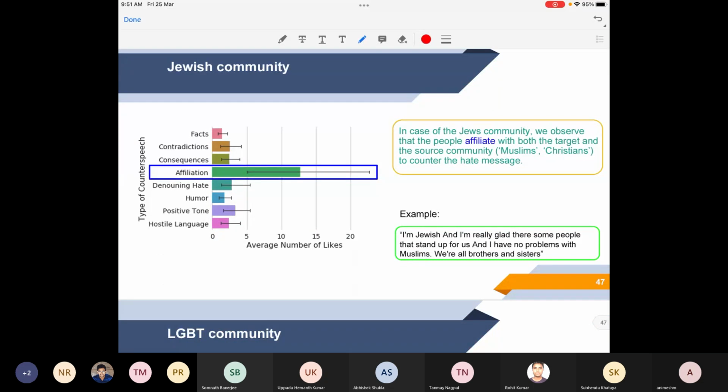For the Jewish community, we see that affiliation is one of the most liked forms of counter speech. If you remember, I told you that affiliation means somebody from some religious community affiliates himself or herself with that community and speaks up for some other minority religious community. So for the Jewish community, the kind of counter speech that is most liked by the audience is the affiliation-based counter speech.